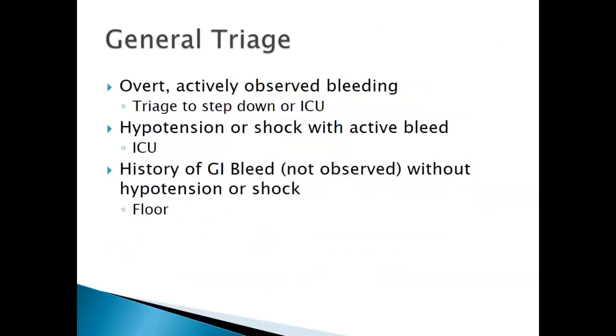So this sort of sums it up. If you have overt, actively observed bleeding in-house, you triage to step down or ICU. That's what we would always recommend. If there's concurrent hypotension or shock with an active bleed, or they're vomiting significant amounts where you're fearing their airway may be at risk, they should go to the ICU. And then, like I said, if you have a history of GI bleed that's not observed, there's no hypotension, no shock, those patients can sit on the floor.